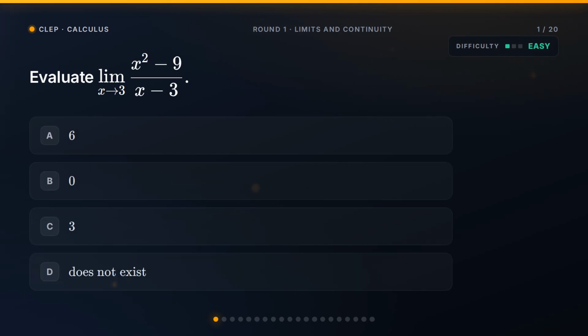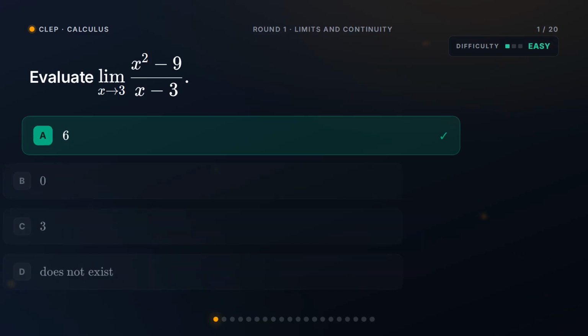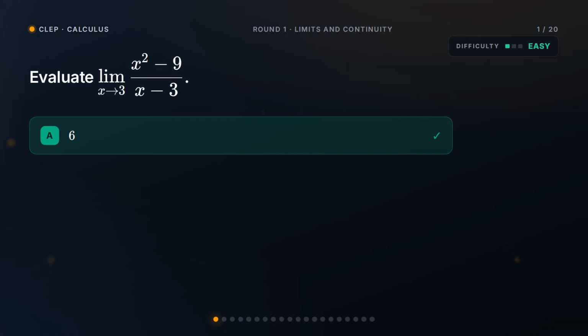Question 1. Find the limit as x approaches 3 of the quantity x² minus 9 all over x minus 3. A, 6. B, 0. C, 3. D, the limit does not exist. The answer is A, 6.